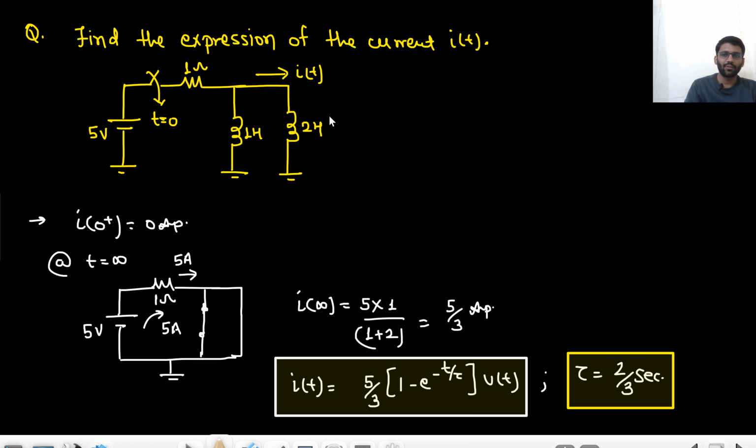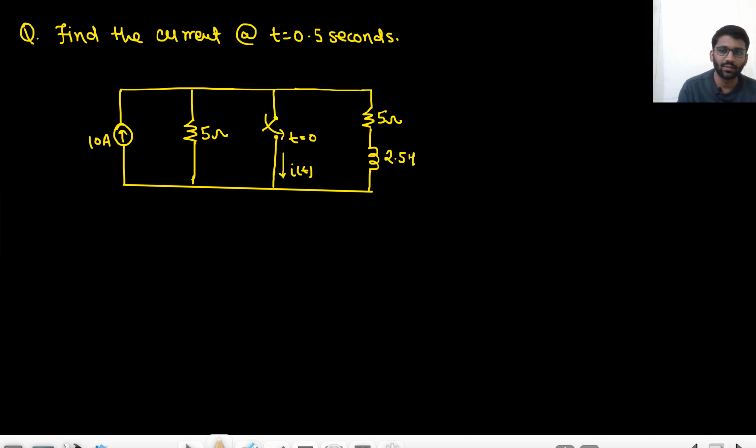So this 5 ampere is divided into 1 and 2. So basically 1 by 3 into 5. So 5 by 3 ampere current is flowing. Okay. Let's move on to the next question. You have to find the current at t equals to 0.5 second. Similar kind of question, you should try it on your own.